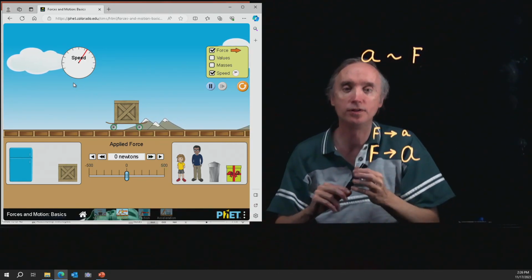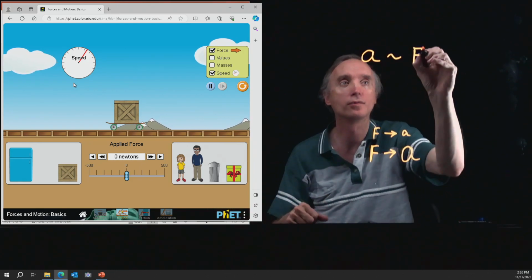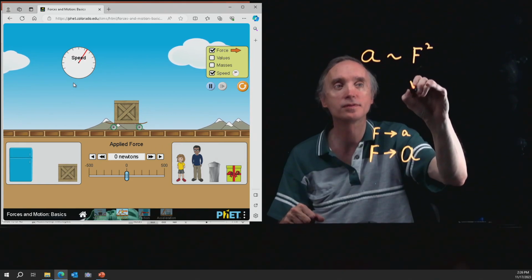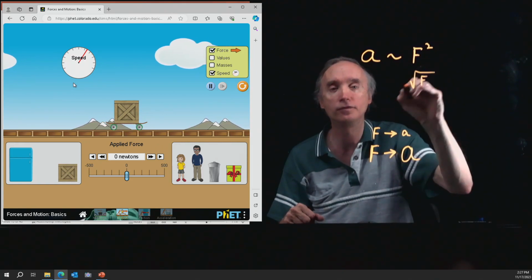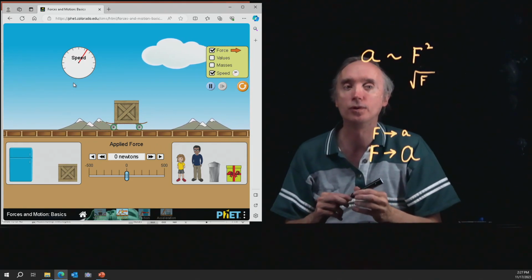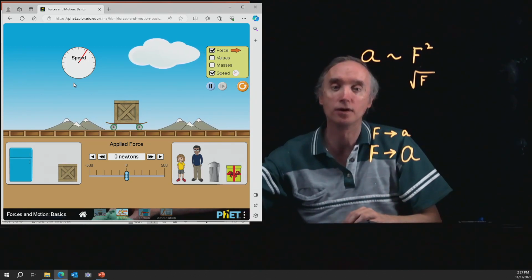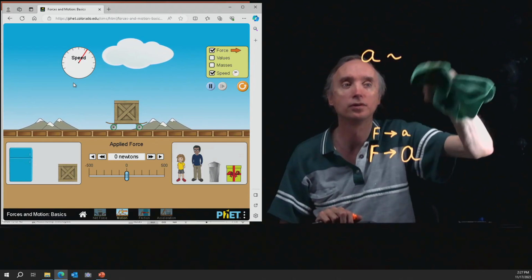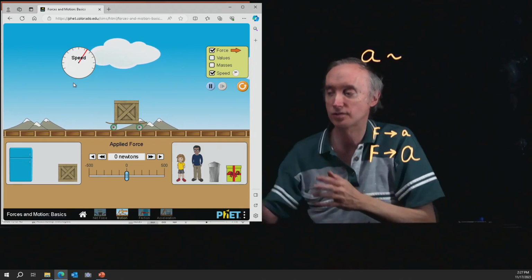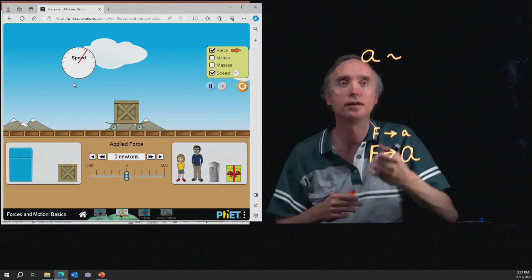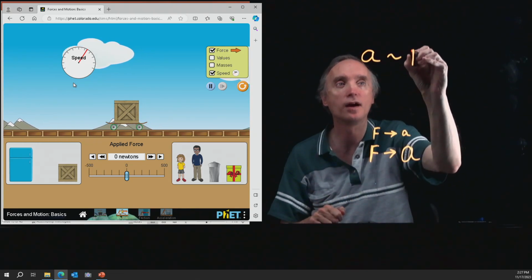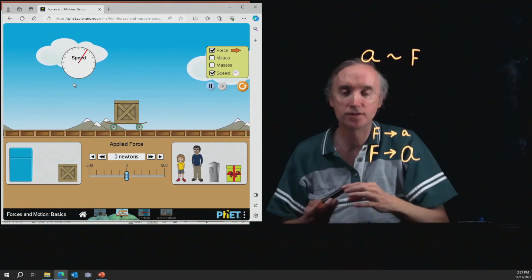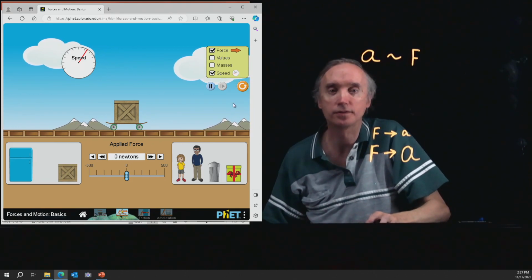Now at this point we don't really know whether maybe this thing should be F squared or maybe it should be the square root of F. We don't know that. But we do know that if F gets bigger, then A gets bigger. And so we're going to put it like this for the moment, and then eventually we're going to figure out what that is. Okay, so let's go ahead and reset it.